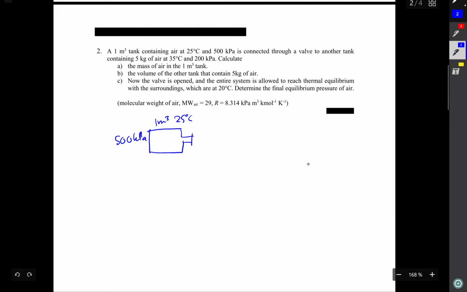So then this is being connected with another tank. This is what we call a valve. For this tank, the volume is not given to you, but it is given that within this container or tank, it contains 5 kilograms of air at 35 degrees C, and all of this is insulated in such a way that it is not affected by the surroundings, and this container is at 200 kilopascal.